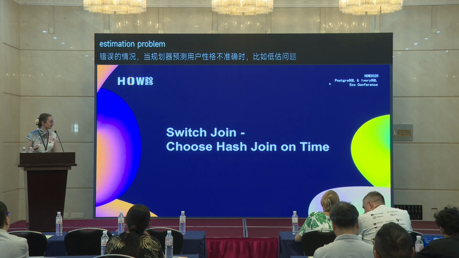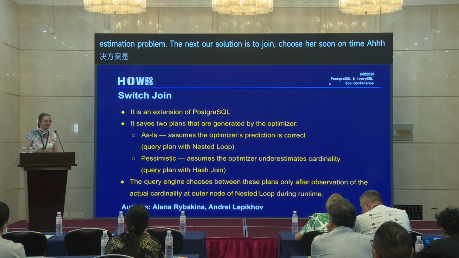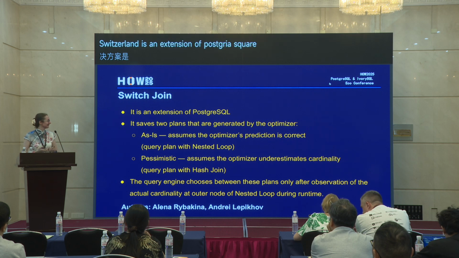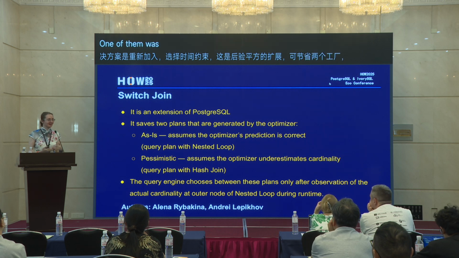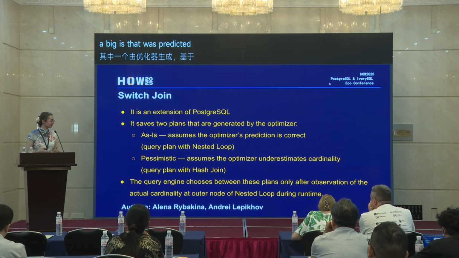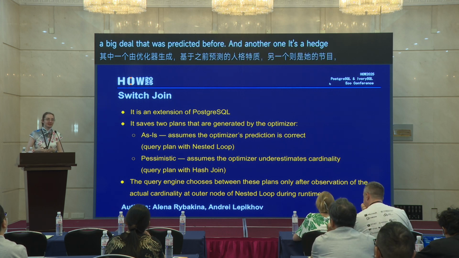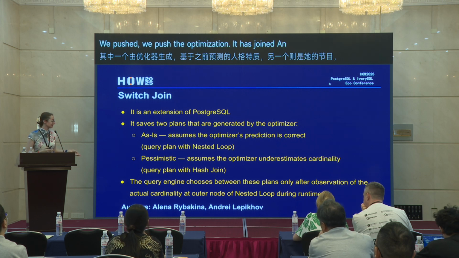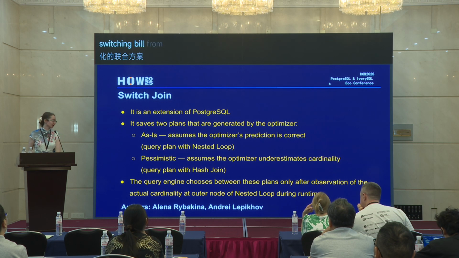And so the next solution of ours is switch join. Choose hash join on time. Switch join is an extension of PostgreSQL again, and it saves two plans. One of them was generated by the optimizer based on the cardinality that was predicted before, and another one is hash join. We push the optimizer to generate hash join, and we added an engine of switching from one algorithm to another, from nested loop to hash join.